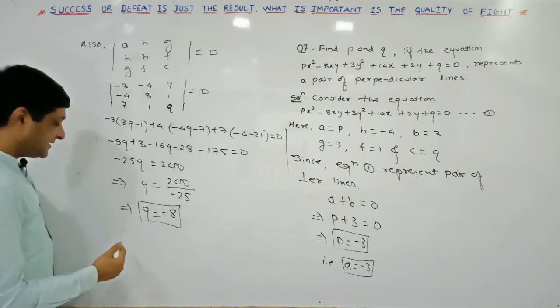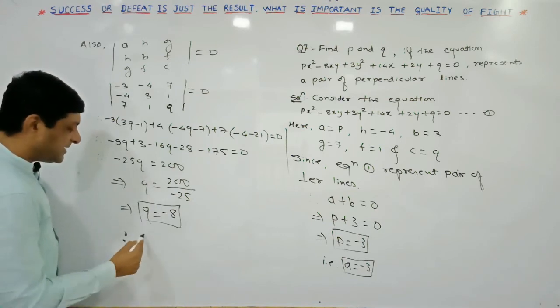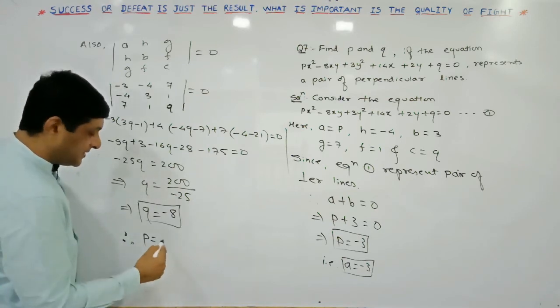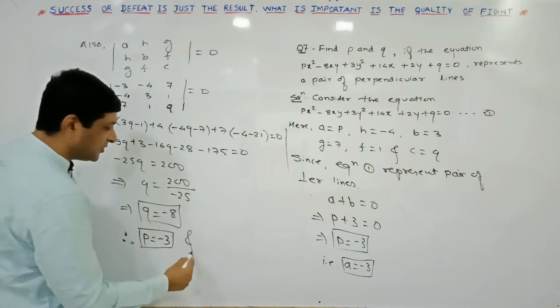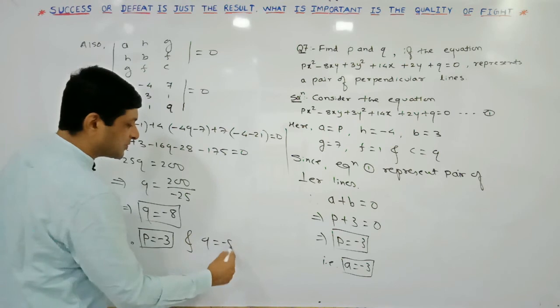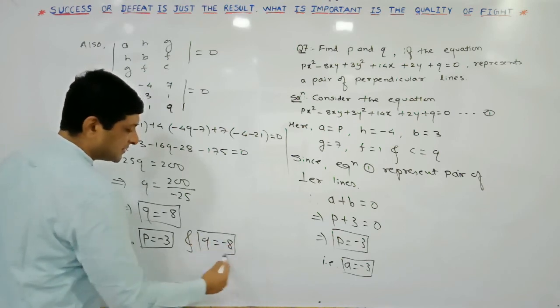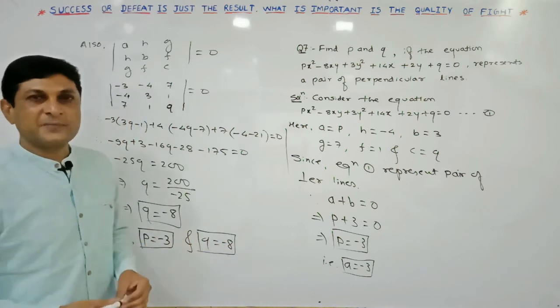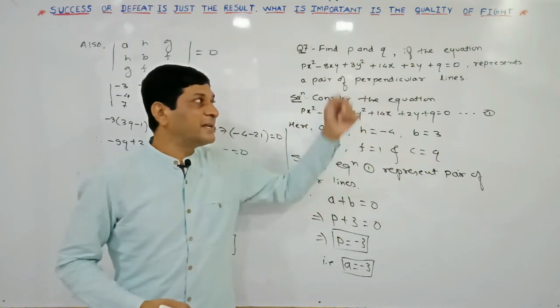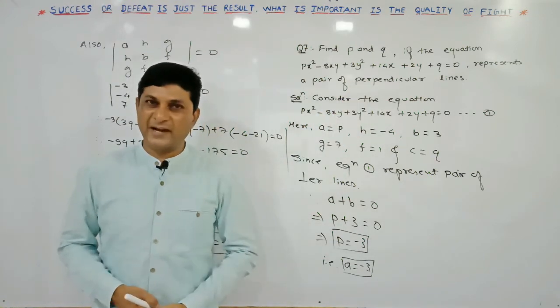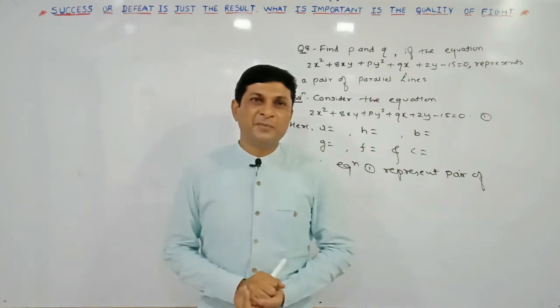So lastly, write down, therefore p is equal to, what is the value of p here? p is equal to minus 3 and q is equal to minus 8. So using the condition that the lines represented by this general equation are perpendicular to each other, we have got our required value. Now see question number 8.